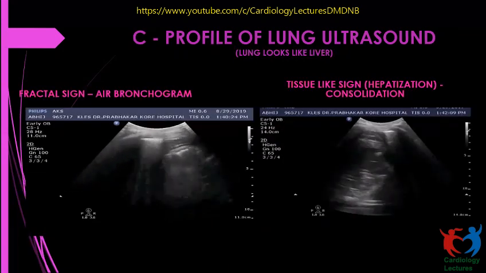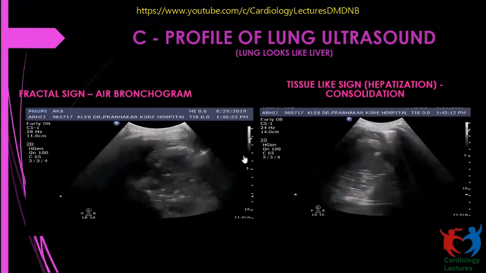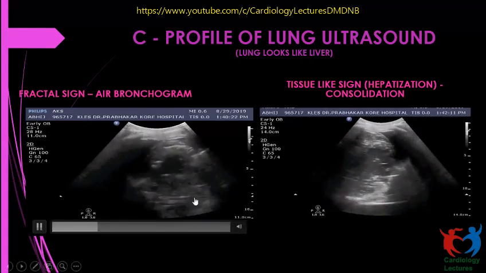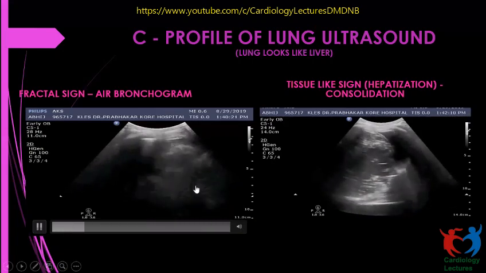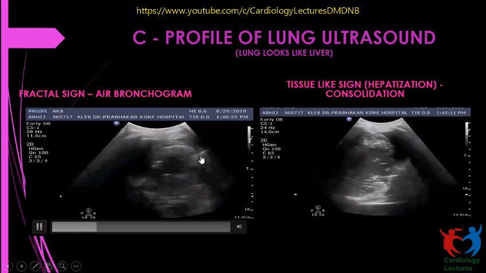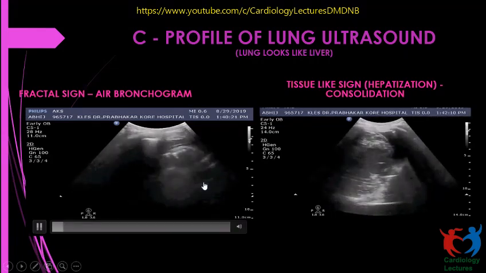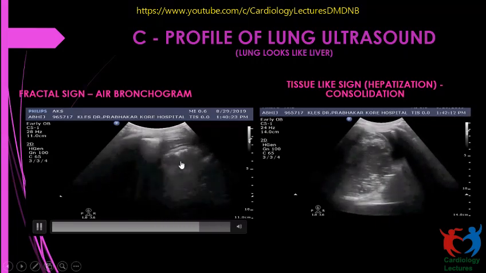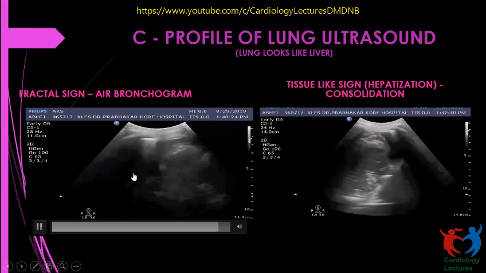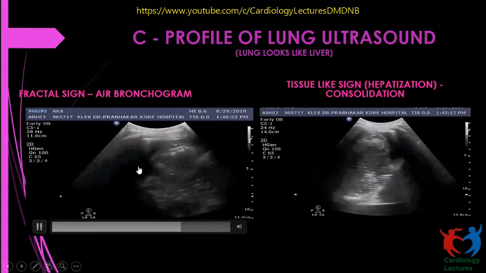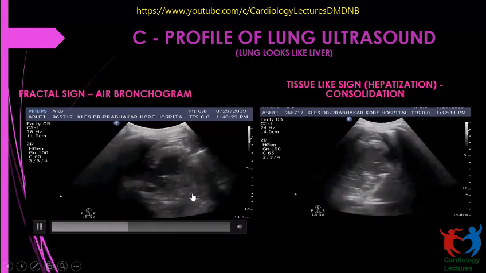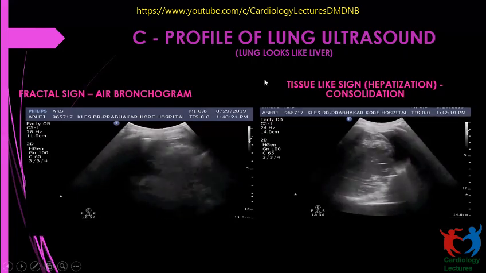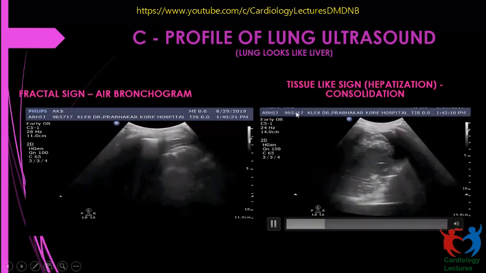You see here, see these A lines, see down in the field. These particular things are broken A lines, you can call them, or there are multiple fractured lines there. This particular thing is seen in consolidation. You can have some pleural effusion associated with the consolidation, secondary to post pneumonic or inflammatory effusion. That can be associated with the shred sign and the tissue-like consistency of the lung. So this is very diagnostic of consolidation.